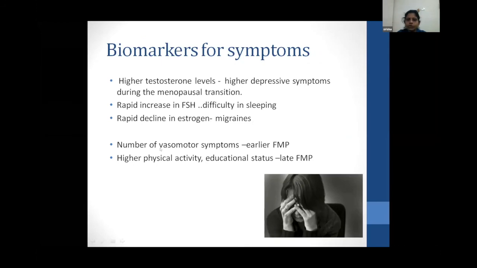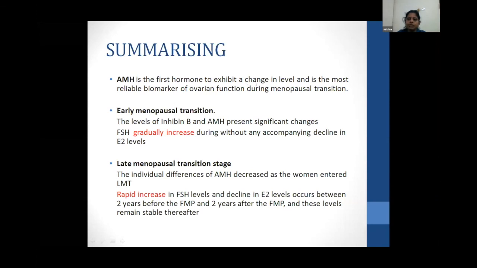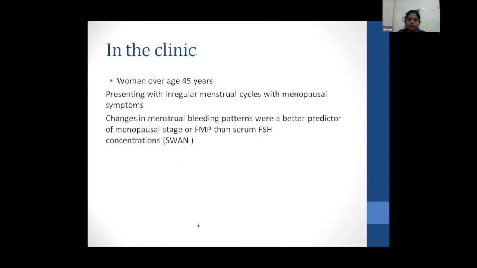To summarize, anti-Mullerian hormone is the first hormone to exhibit a change in level and is the most reliable marker of ovarian function during the menopausal transition. During the early menopausal transition, levels of Inhibin B and AMH show significant changes. FSH only gradually increases, with no accompanying decline in estrogen level. In the late menopausal transition stages, AMH becomes undetectable, and there is a rapid increase in FSH levels and decline in estrogen levels between 2 years before and after the final menstrual period. So what do we do in the clinic?